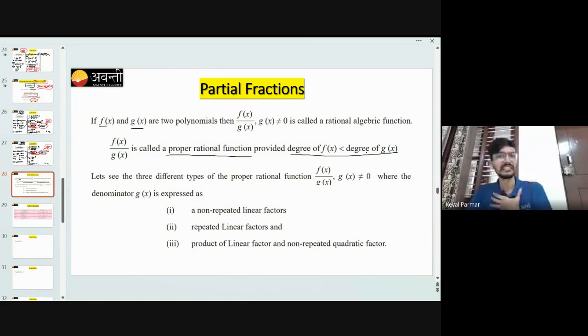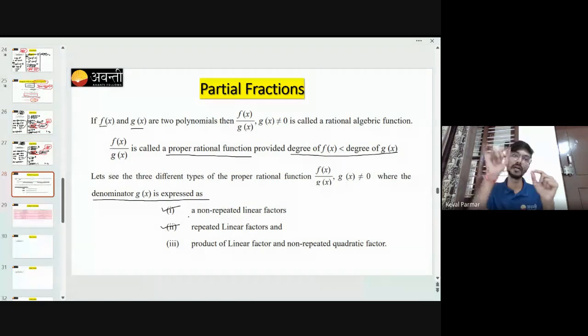So these proper rational functions are basically of three types. What are those three types? The first is where the denominator is expressed as non-repeated linear factors. Means there are linear factors, but they are not repeated. Second, repeated linear factors. Repeated linear factors means perfect square. Like if x minus 2 is repeated 2 times, that means x minus 2 into x minus 2, whole square. If x minus 2 is repeated 3 times, x minus 2, x minus 2, x minus 2, that is x minus 2 the whole cube. So these are repeated linear factors.